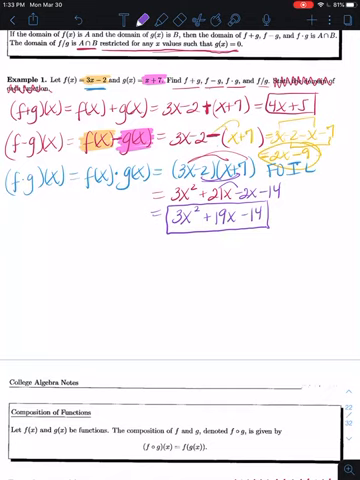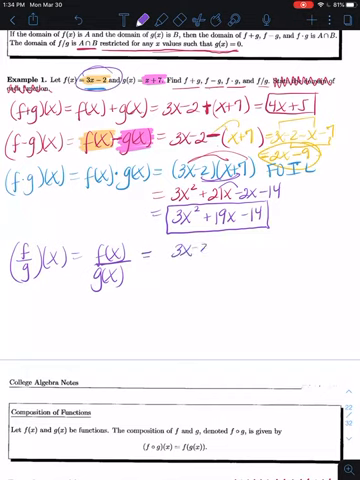And then lastly, they have f over g of x, which is the same thing as taking the f of x and dividing by g of x. F of x at the top is going to be 3x minus 2. And g of x will go at the bottom, which is x plus 7. And you leave it just like that. You can't factor this. It can't be simplified. So you will leave it as a fraction.